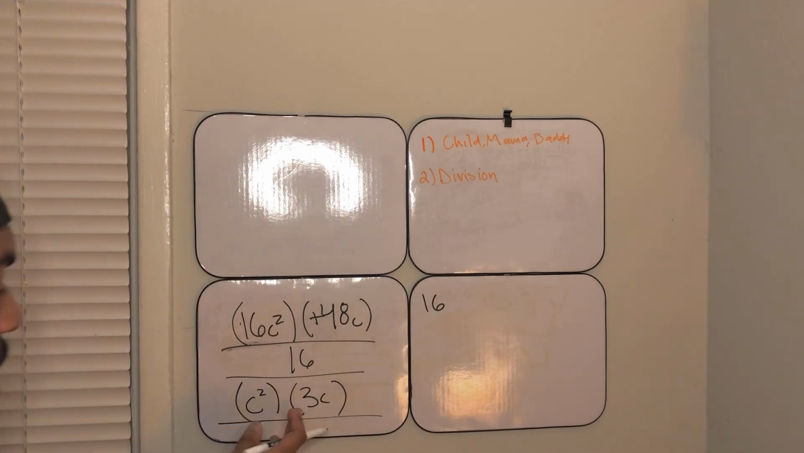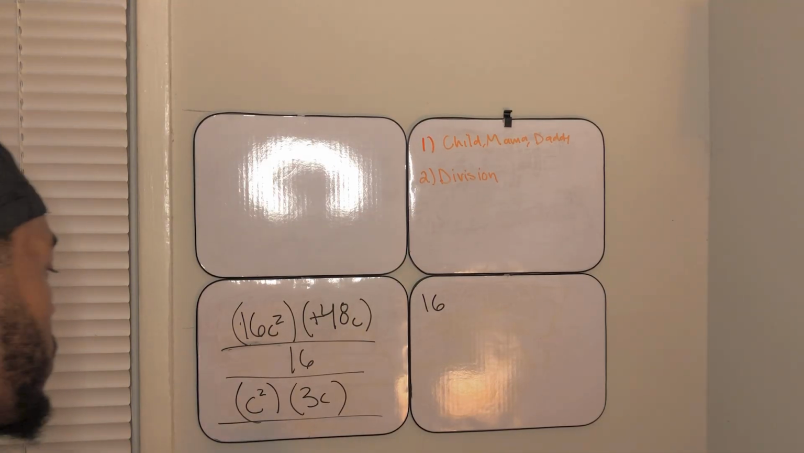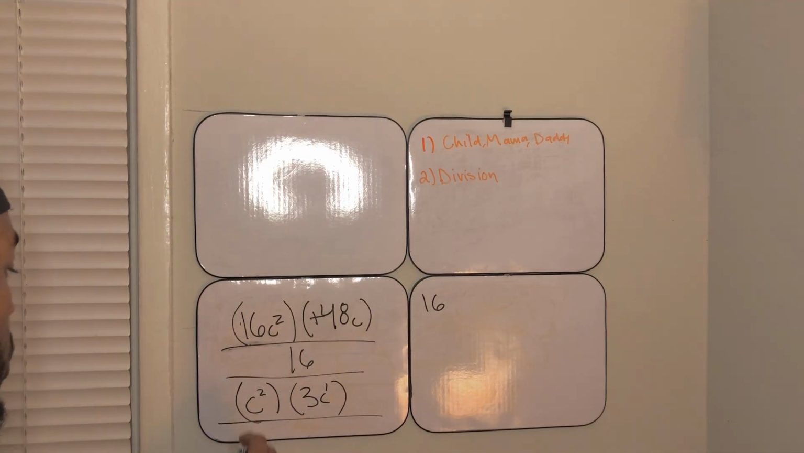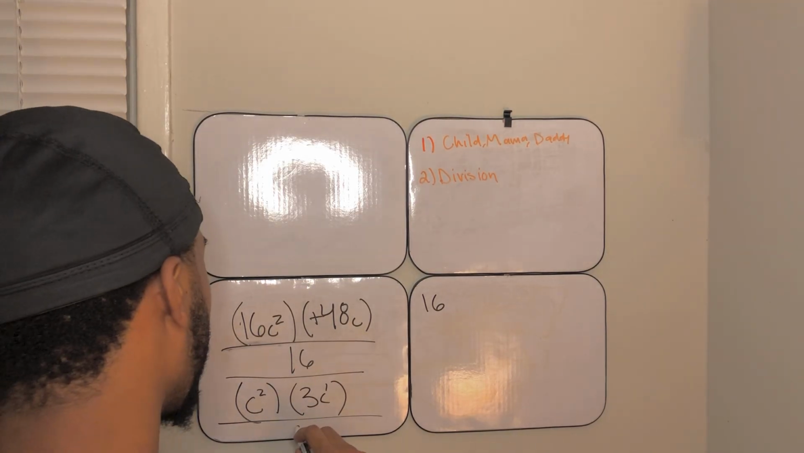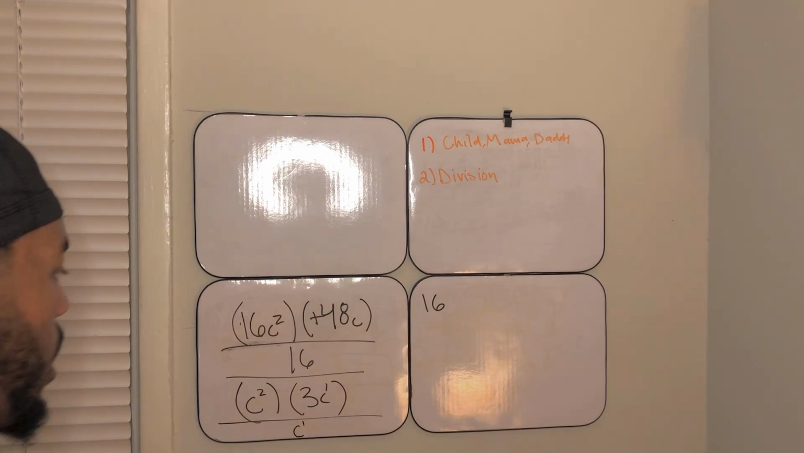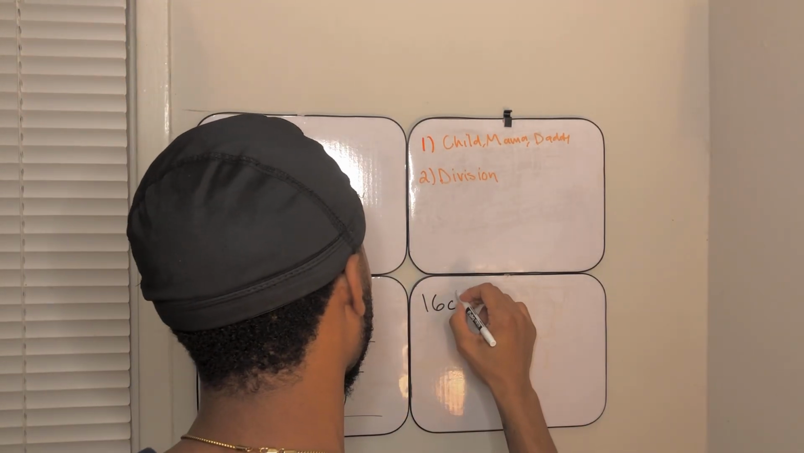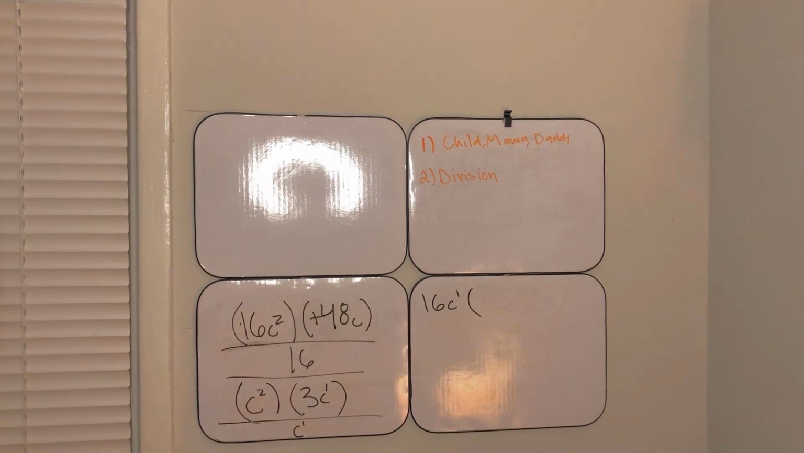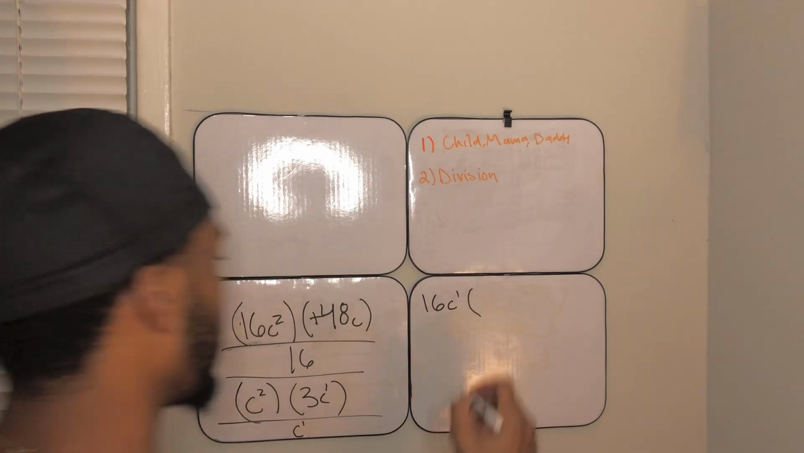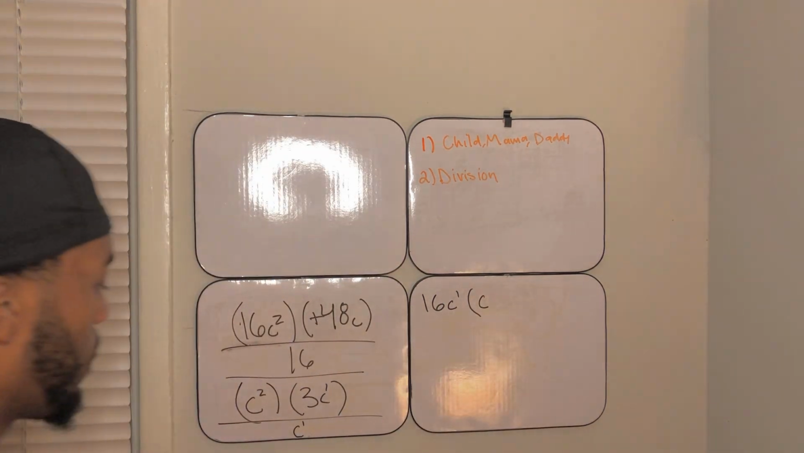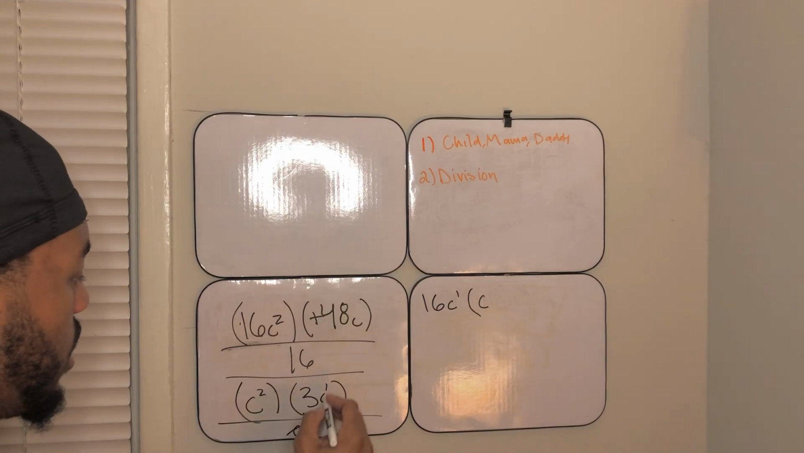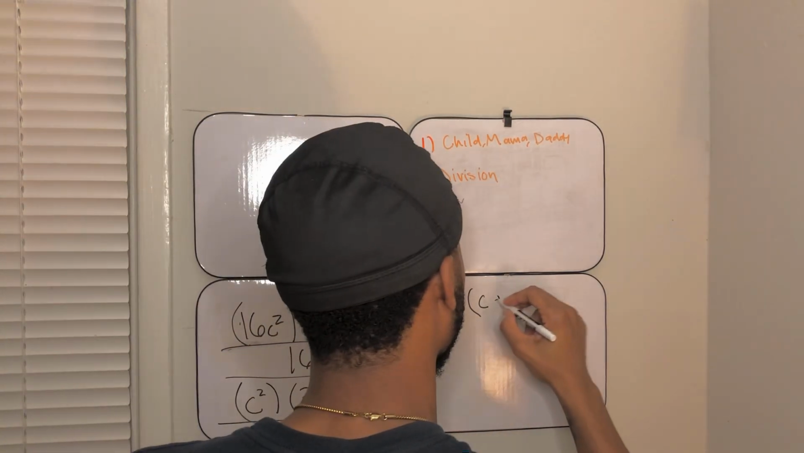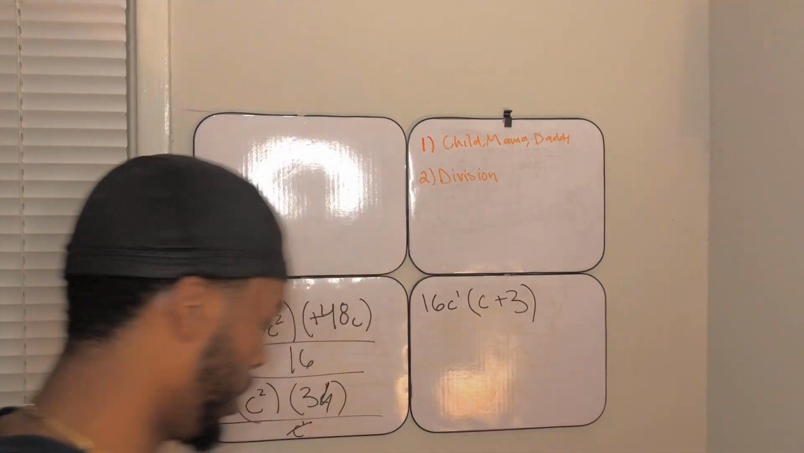So we still got this to deal with right here. The same process. Is there anything that I could take out of both of these? And this is c to the first power. So we got c squared and 3c to the first power. We can take a c to the first power out of both of these. So we're going to put that right here, c to the first power. When we divide these two, c squared divided by c to the first, that's just c. And 3 times c to the first divided by c to the first, that just cancels out, and you're left with a positive 3.